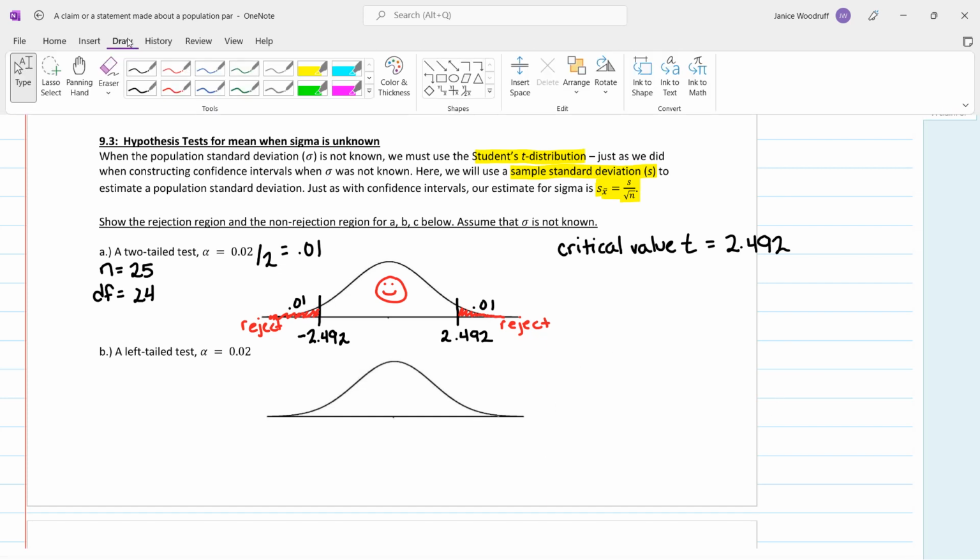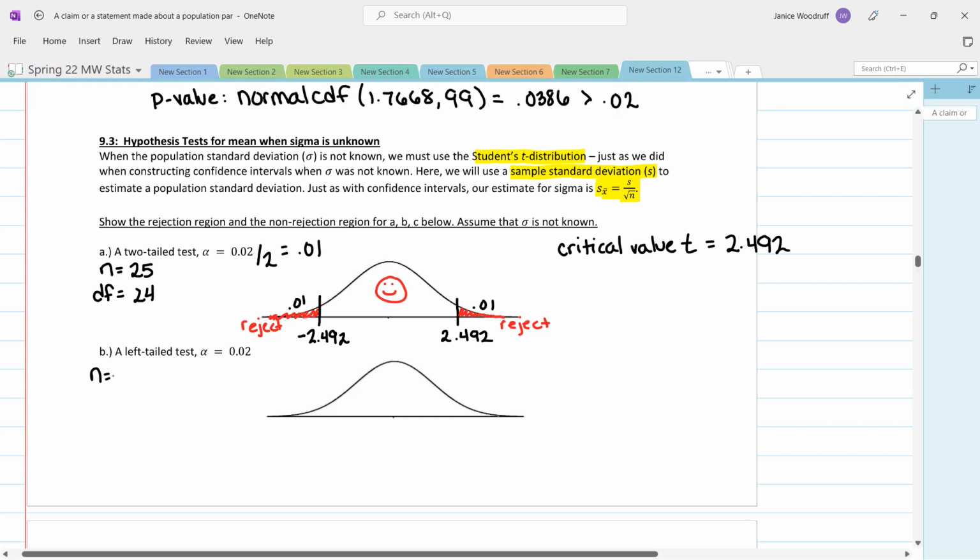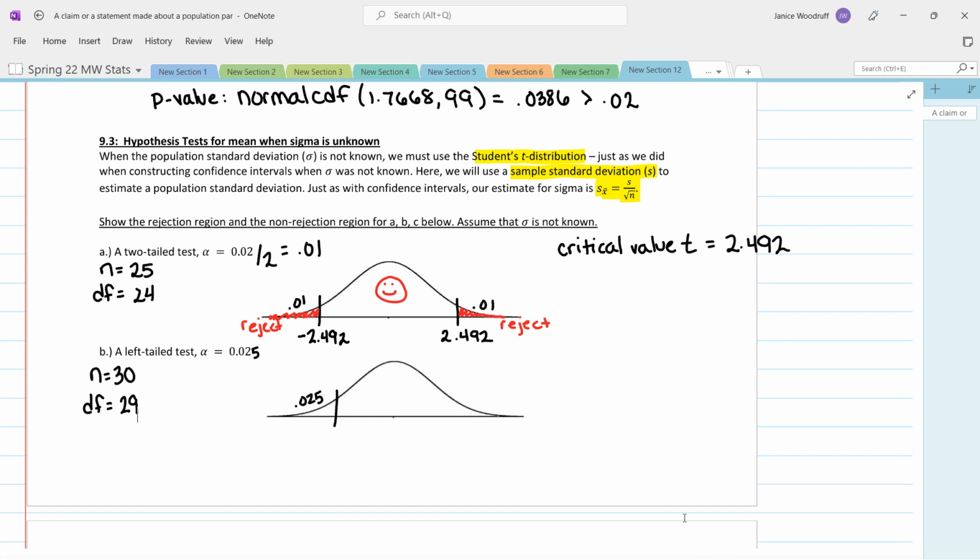Okay, so for number 2, let's go with a sample size of 30. You have a left-tailed test, and let's make that 0.025. So 0.025 on the left side, so we're going to say about right here. This is going to be a 0.025 area. We're going to want the critical t value associated with that. So we need degrees of freedom, which is going to be 30 minus 1. That's going to be 29. And then this is going to be a negative value.